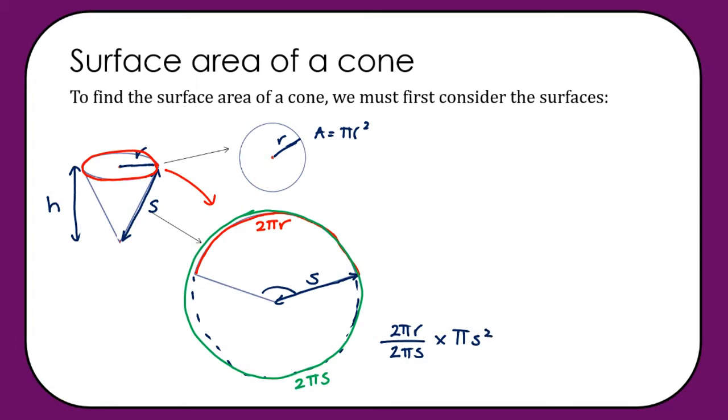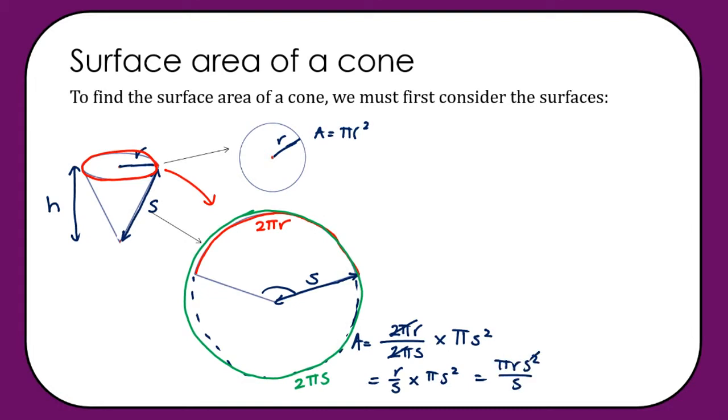So that's the area of this sector. The 2 pi's cancel out. We've got r over s times pi s squared. So that will be pi r s squared over s.